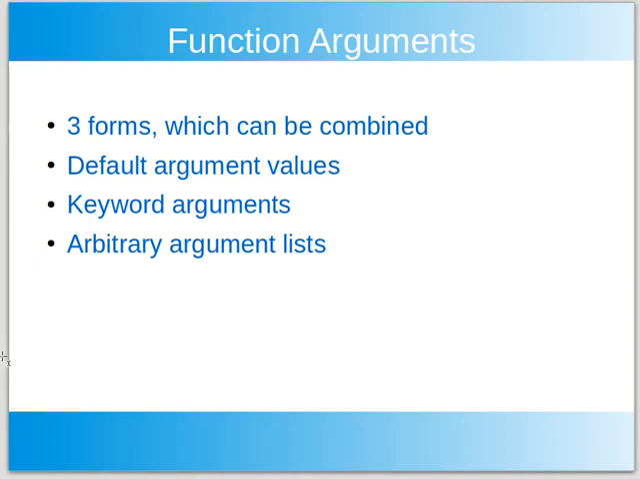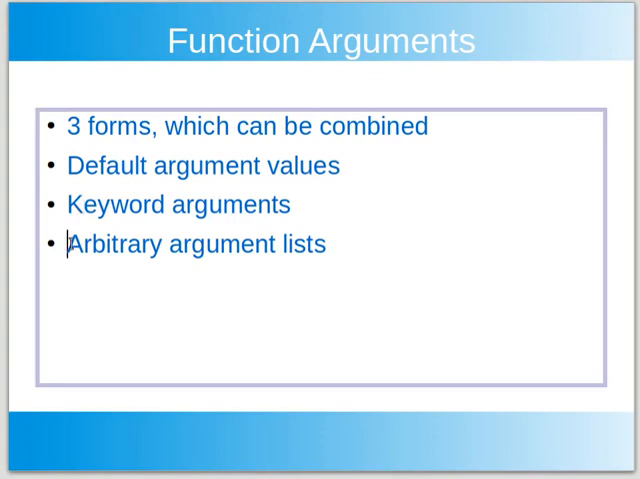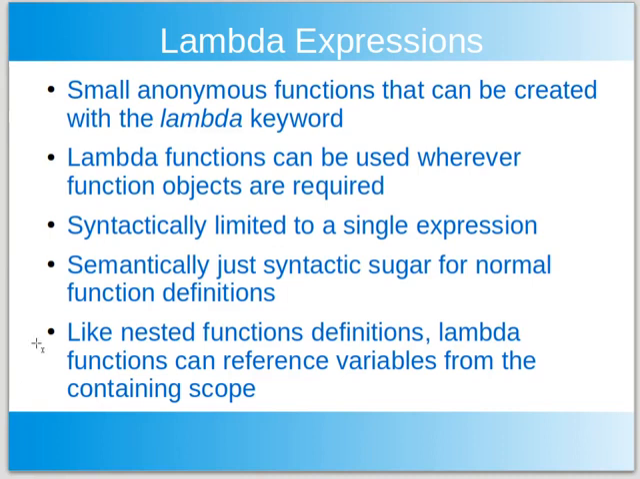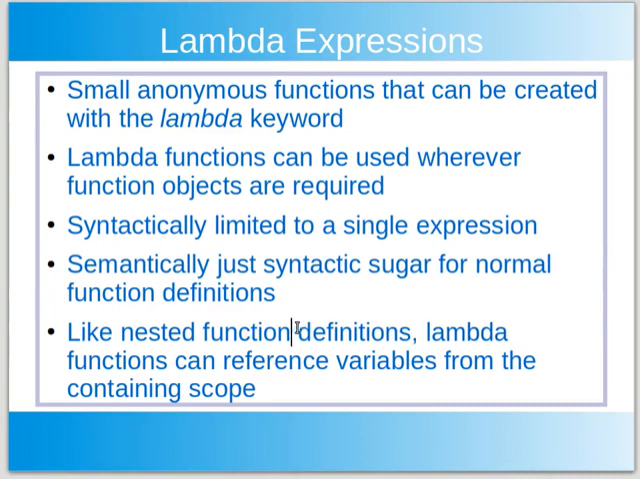Function arguments come in three forms, which can be combined: default argument values, keyword arguments, and arbitrary argument lists, and we'll cover all those briefly in the source code. Lambda expressions are small anonymous functions that can be created with the lambda keyword. Lambda functions can be used wherever function objects are required. They are syntactically limited to a single expression, and semantically just syntactic sugar for normal function definitions. Like nested function definitions, lambda functions can reference variables from the containing scope.